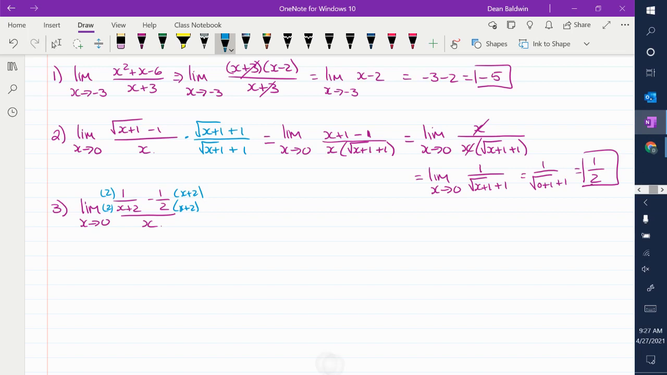Okay, so you get the limit as x goes to 0 of 2 minus x plus 2, all over the product of the bottoms, which looks worse. All right? It will look worse at first, but then it'll clean up. So the very top one, you have to simplify. So this negative drops into there. So I'm getting the limit of 2 minus x minus 2.